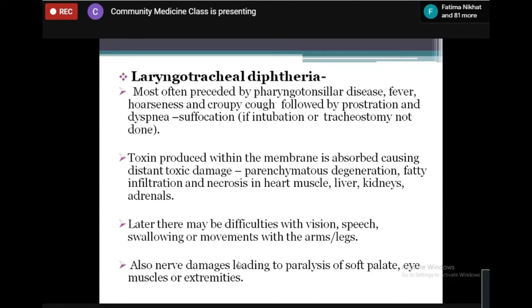And if it's not done, the child may suffocate and eventually may die also. So toxin produced within the membrane is absorbed, causing distant toxic damage. This toxin produced by Corynebacterium diphtheriae will be absorbed in the surrounding areas and will lead to parenchymatous degeneration, fatty infiltration, and necrosis in heart muscle, liver muscles, kidneys, and adrenals.